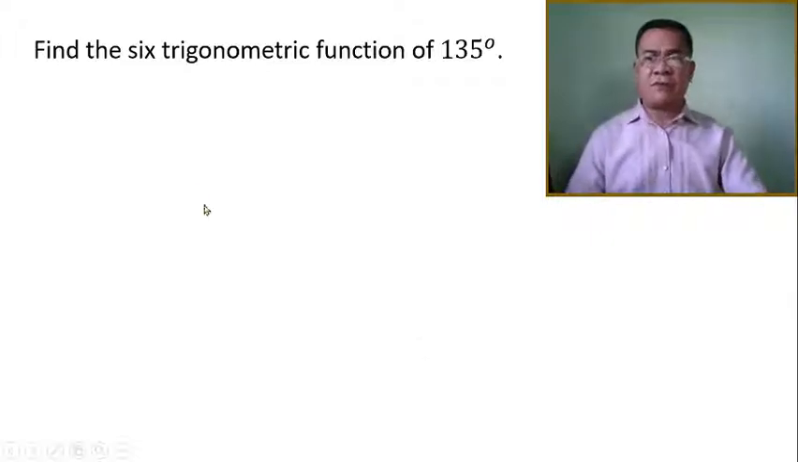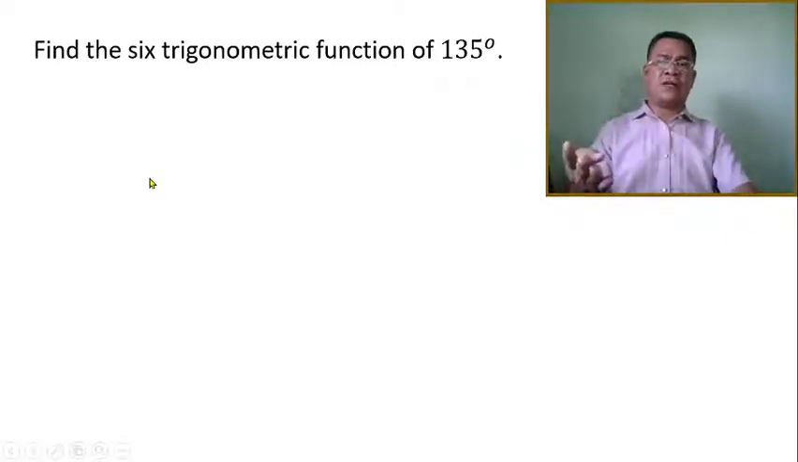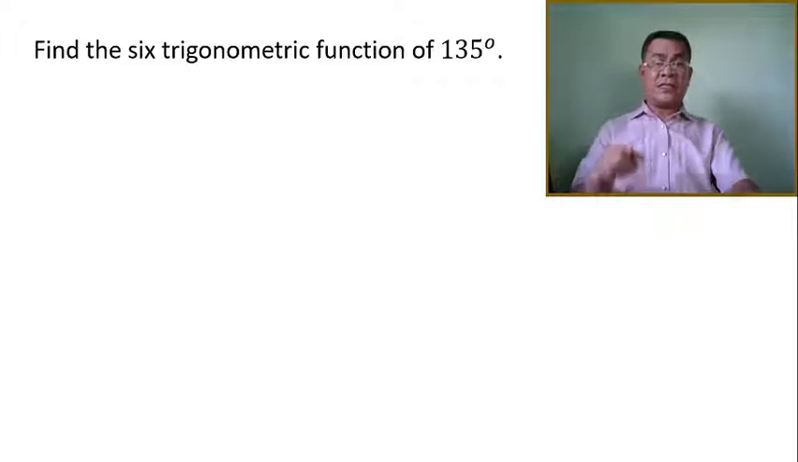Okay, here comes the example. Find the six trigonometric functions of the 135 degree angle. So take note, the six are the primary and the reciprocals. The primary are sine, cosine, and tangent. The reciprocals are cosecant, secant, and cotangent. We need only sine and cosine, then everything can be solved, because take note that the tangent is sine over cosine.